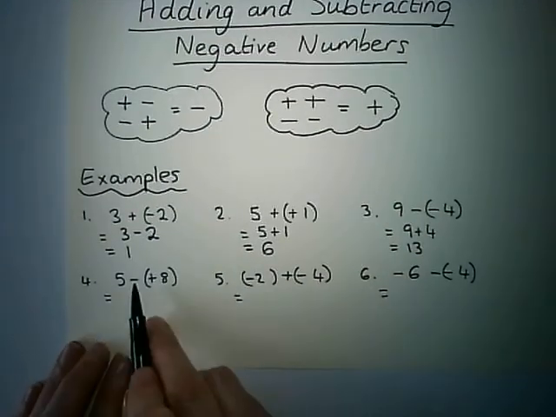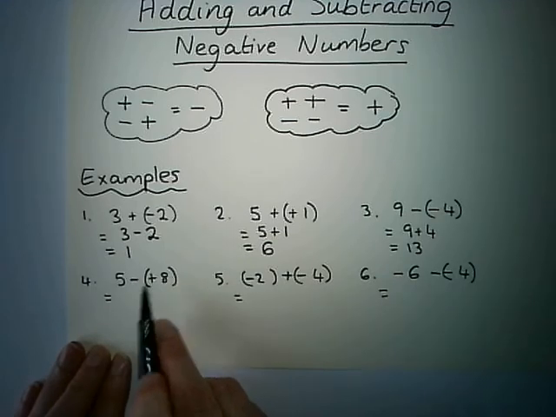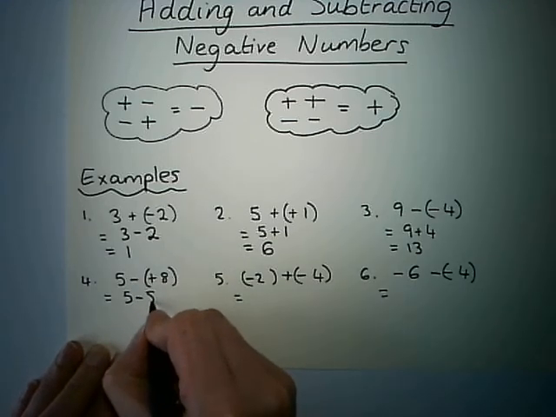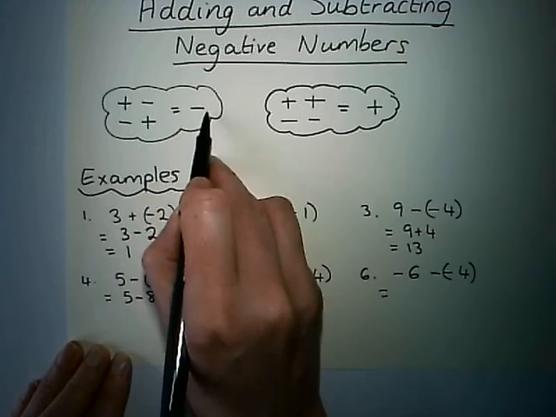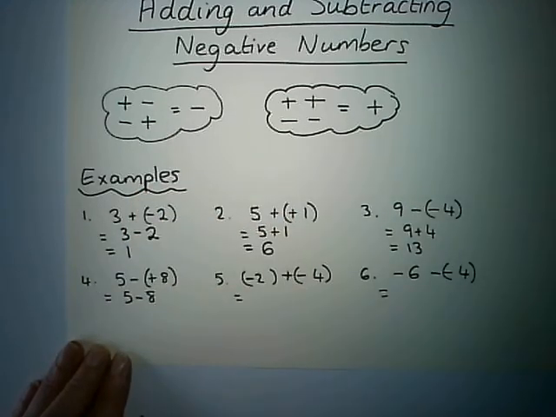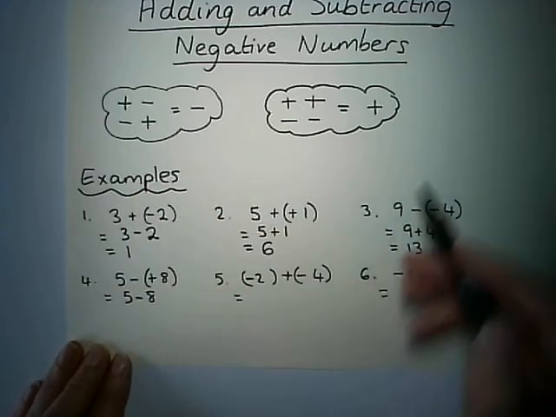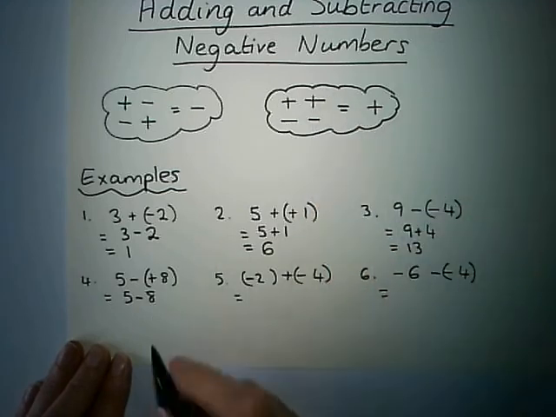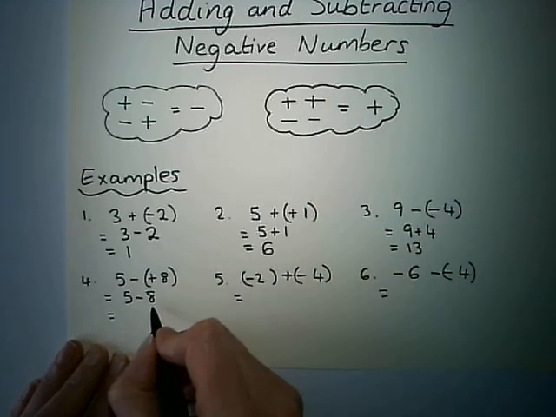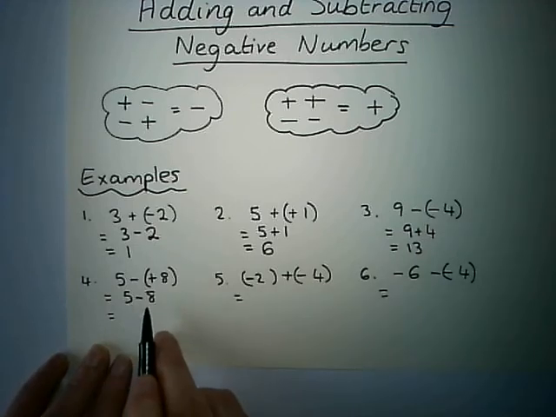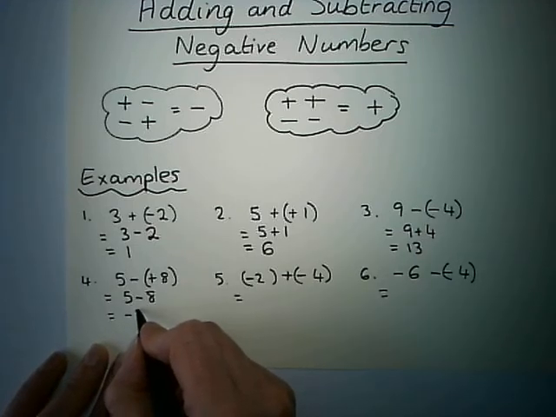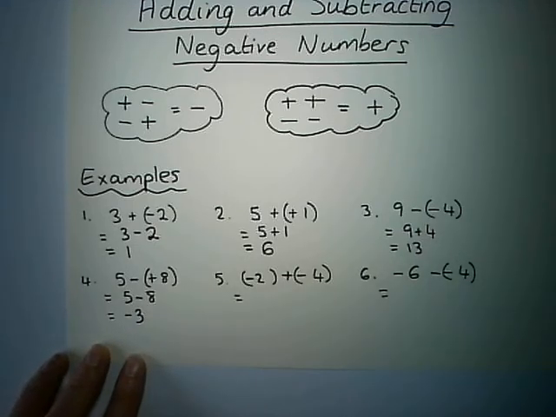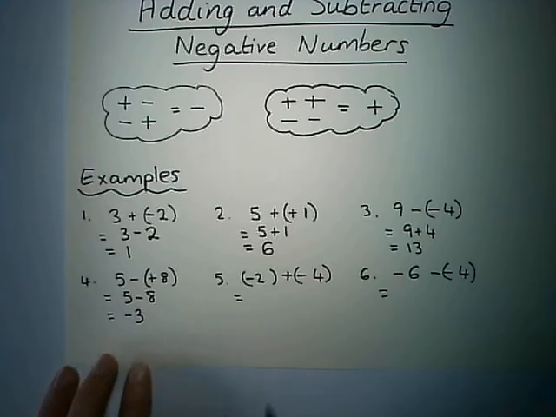Moving on to question 4. A minus followed by a plus means take away. So if they're both different, you subtract. If they're both the same, you add. 5 take away 8 is negative 3. And if you don't know that off the top of your head, just go back and look at a number line and count 8 places to the left.